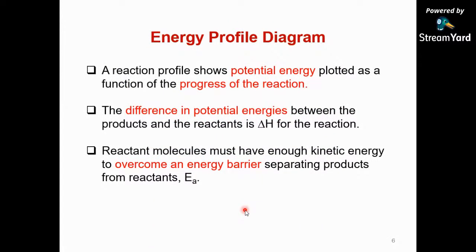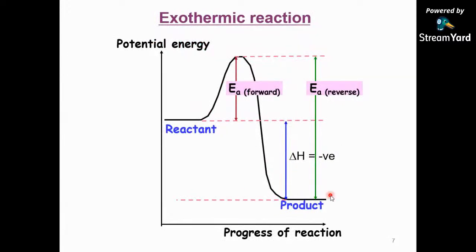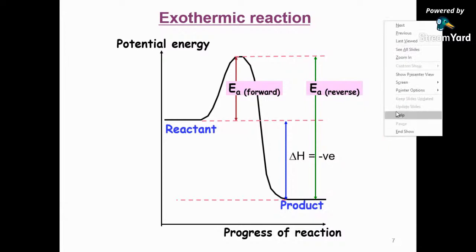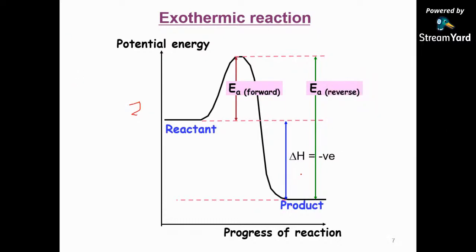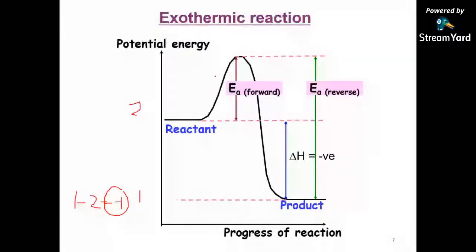So energy profile diagram means the exothermic and endothermic energy profile diagrams. So we check the details. This is exothermic: the potential energy of the reactant is higher than the product. If you feel confused, I will teach you one method to remember. You just put a figure over here: this is 2, this is 1. Normally we use final minus initial, so it's 1 minus 2, which is negative 1, meaning this is exothermic, because the enthalpy for exothermic is a negative value. Positive is endothermic.